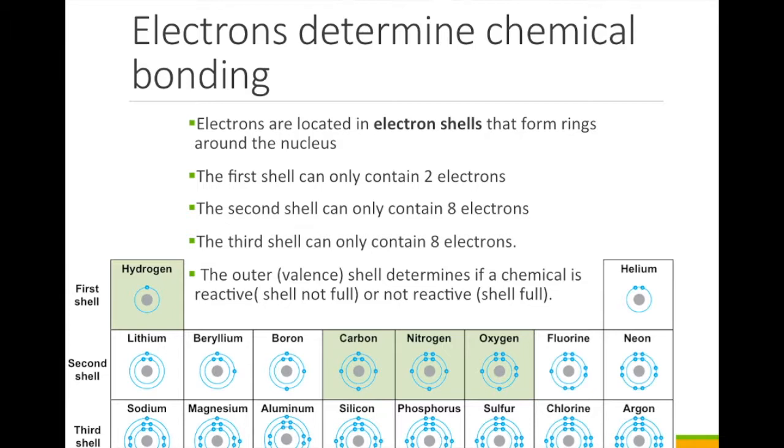If the outer shell is not full, like hydrogen, carbon, nitrogen, sodium, and chlorine, these chemicals are going to be able to react. When chemicals react, they form bonds. Bonds are a way for them to fill up their outer shell. Think about it like this. Chemicals are happy when their outer shell is full.